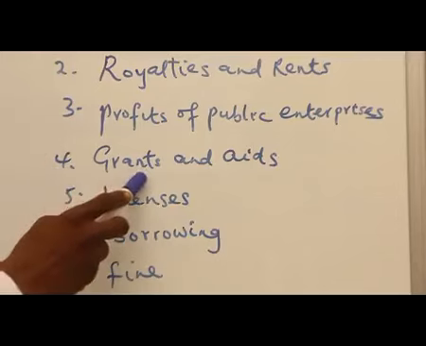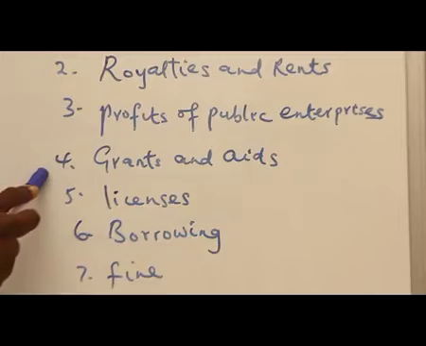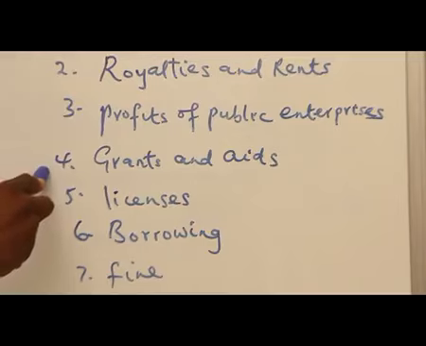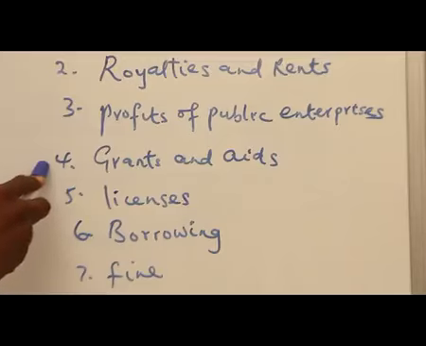Number 4, grants and aid. Grants can come from anywhere, either from the rich within the country or outside the country. So they can get assistance from those countries. Then aid, likewise, they can also get that from foreign countries, particularly developed countries. They can assist them. So it's one of the sources of government revenue.